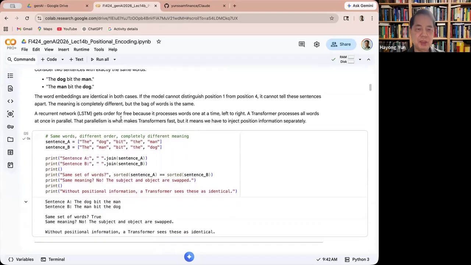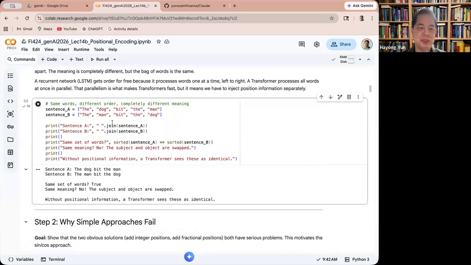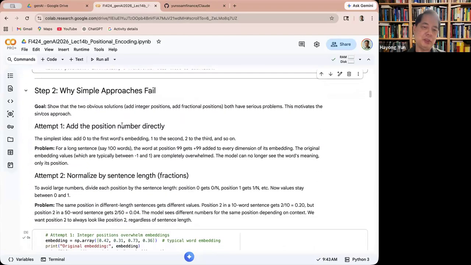An LSTM, a kind of recurrent network, gets order for free because it processes words one at a time from left to right. But the transformer processes all words in parallel, which makes transformers fast, but you then have to somehow encode the position. So that's the idea. So why do some approaches fail?